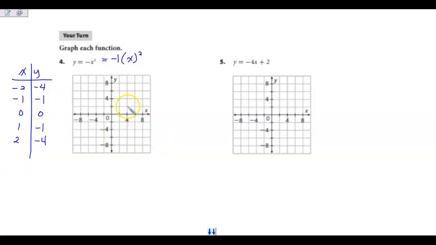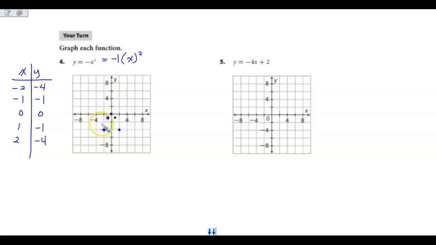So now I have some points that I can graph. I have -2, -4. -1, -1. Halfway, halfway. Probably about there. 0, 0. 1, -1. And 2, -4.